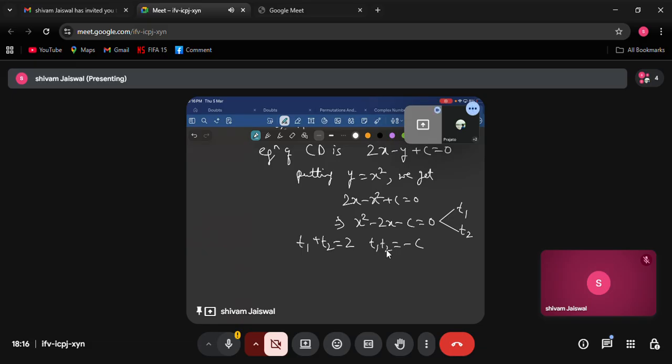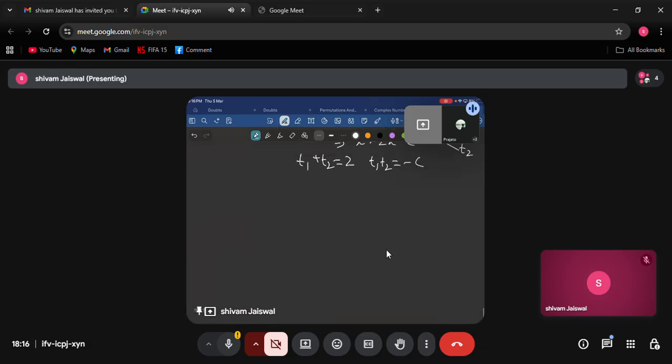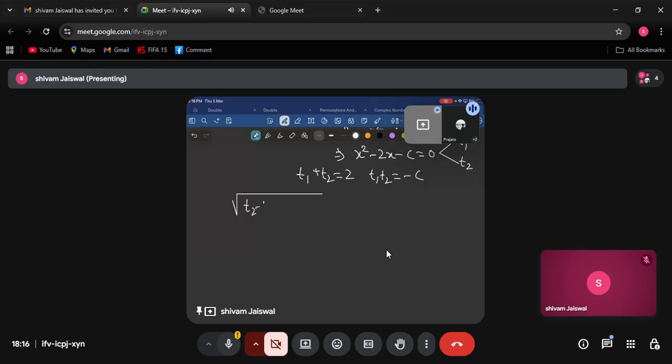So is it clear? Okay. After this, what do we need to find out? We need to find out the minimum intercept. So what is the distance between them? The distance between them is root over (T2 square minus T1 square) whole square plus (T2 minus T1) whole square, right?